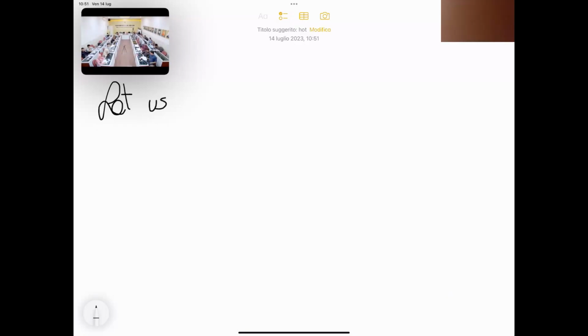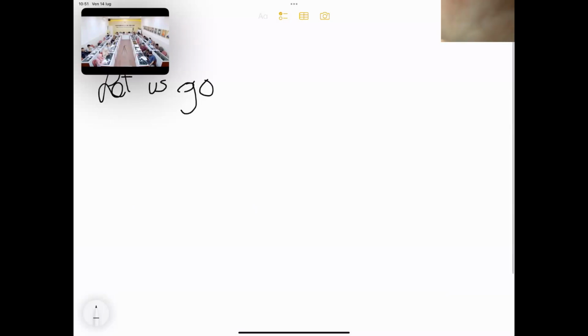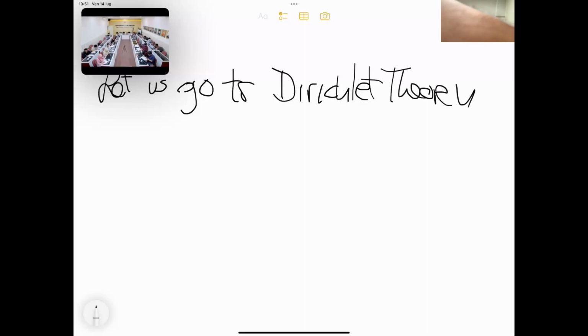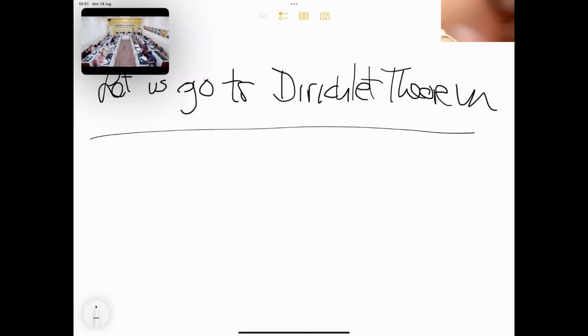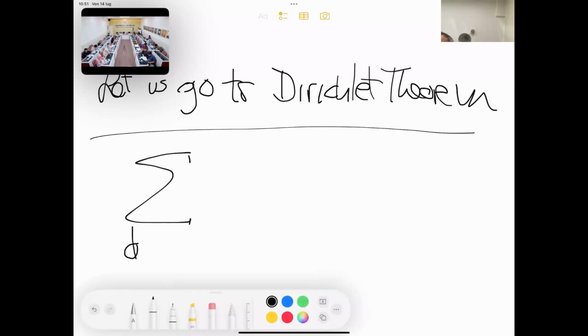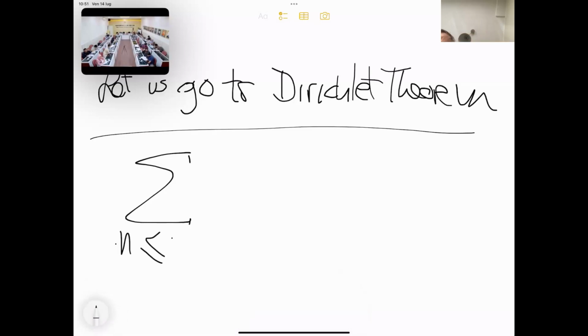Let us go to Dirichlet theorem. So we want to deal with this sum, the sum for n less or equal than x of d of n. So this is the object of interest, right? There was a 1 over x which I brought on the other side.